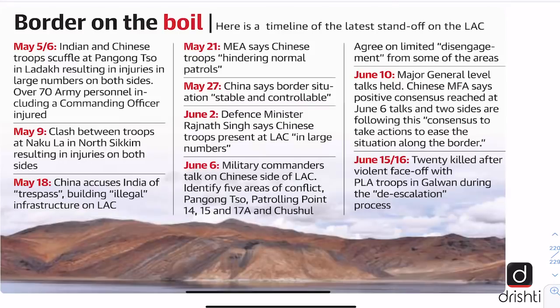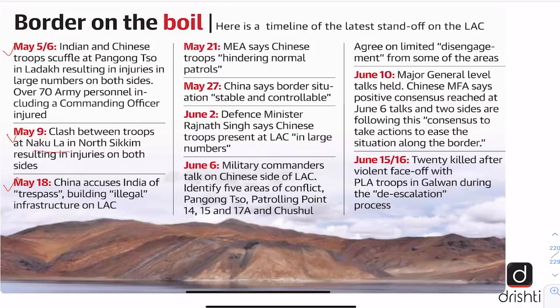And here we can see the timeline of the conflict. So on May 5th and 6th, Indian and Chinese troops scuffled at Pangong Tso Lake in Ladakh, resulting in injuries in large numbers on both sides. Then on May 9th, clash between the troops happened at Nakula in North Sikkim.